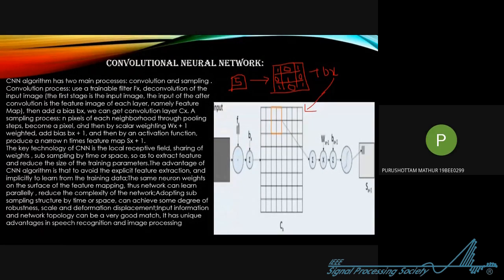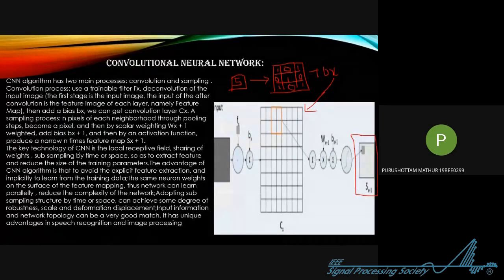In the sampling process, n pixels of the neighborhood through pooling steps become one pixel, and then by scalar weighting Wx+1, where the weights are changing, adding a bias bx+1, and then by an activation function, it produces a feature map Sx+1 narrowed by n times. So it narrows down the feature extraction and provides this Sx+1 which I am speaking about.